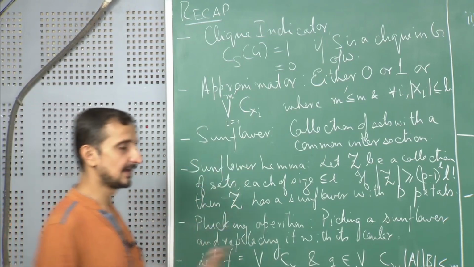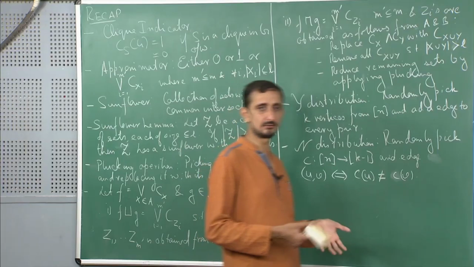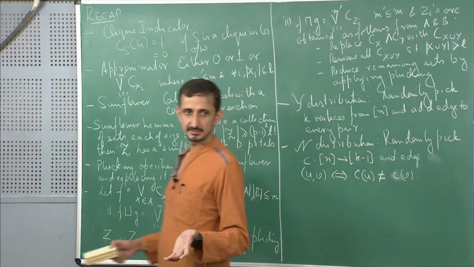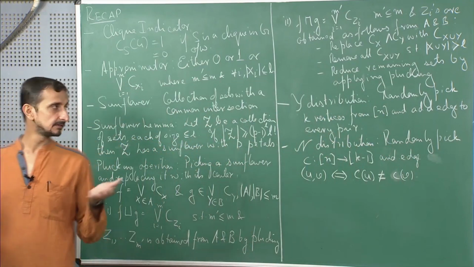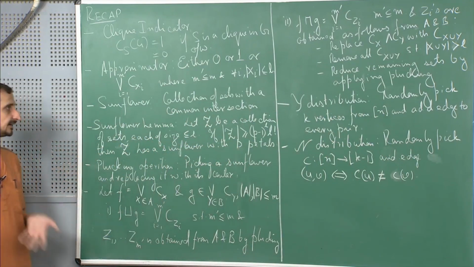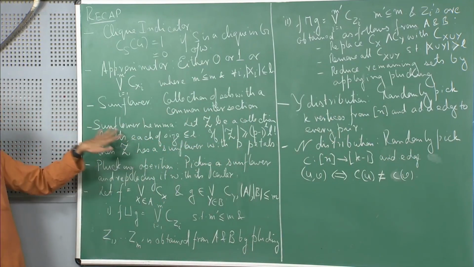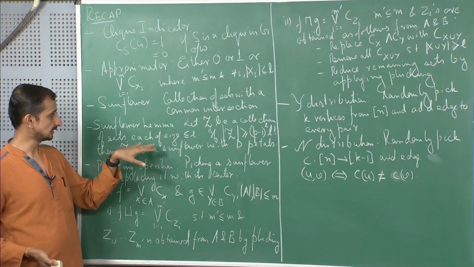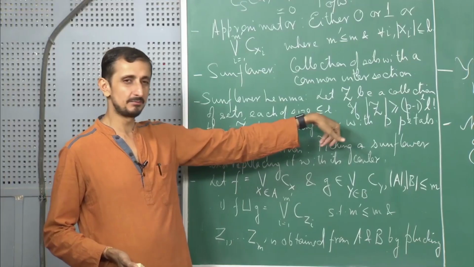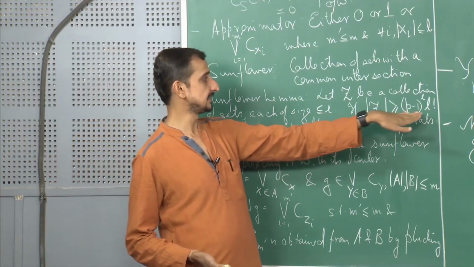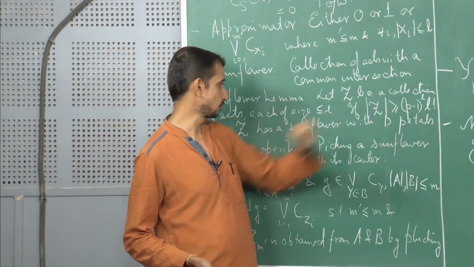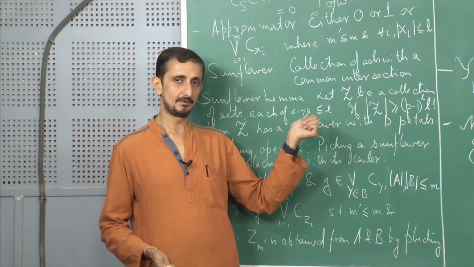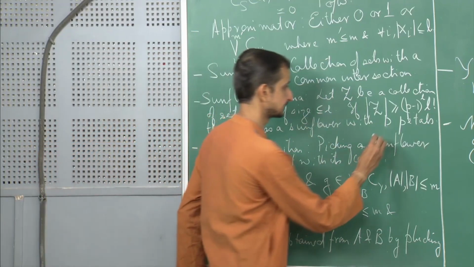Now a sunflower is a collection of sets with a common intersection. You have a collection of sets, any two sets have some intersection, and if for all pairs of sets that intersection is the same, then we call it a sunflower. We showed the sunflower lemma: if we have a collection of sets where each set has size bounded by some L and the collection has at least so many sets, then that collection has a sunflower with p petals.